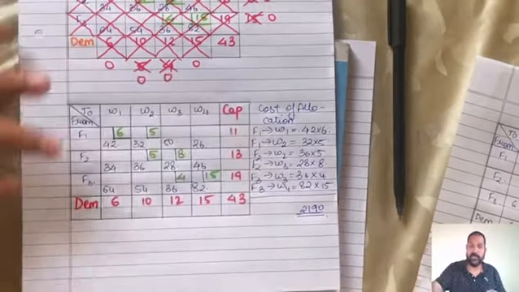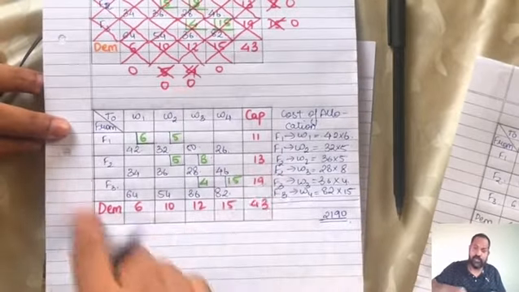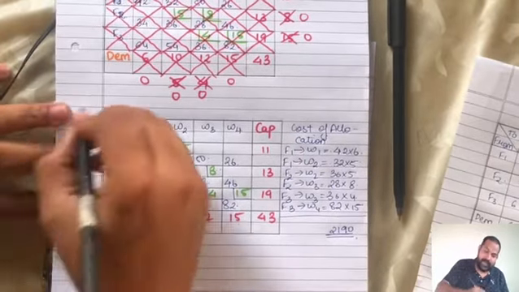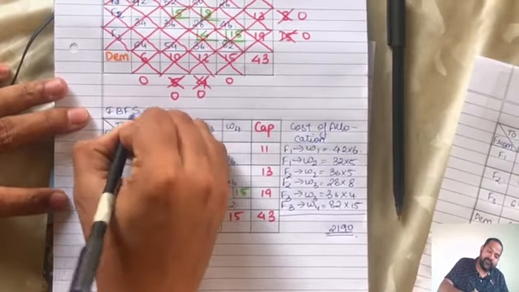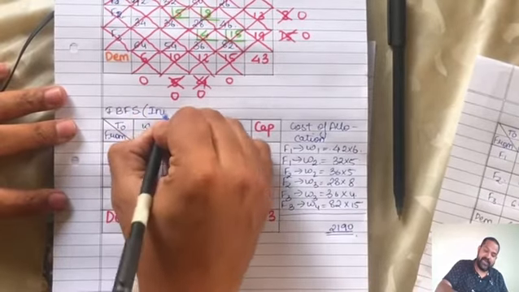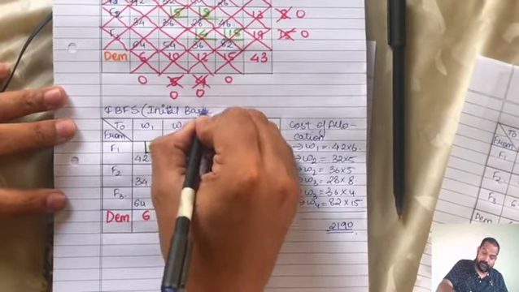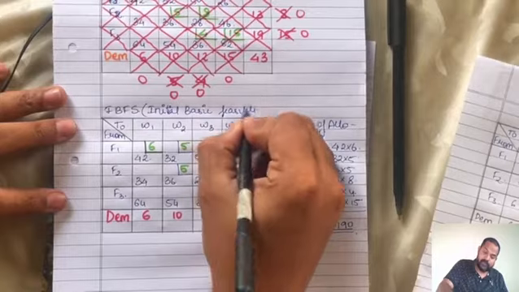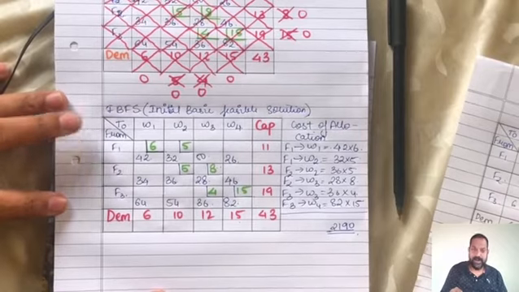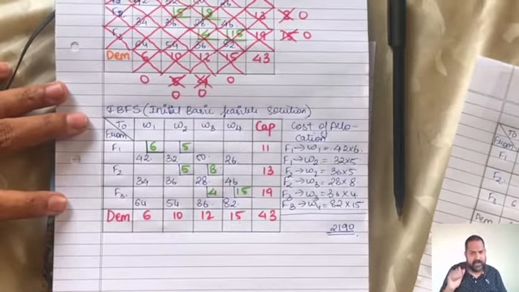So the total cost of this transportation schedule is 2190. This solution, or this allocation that you see, is called an IBFS. You know what an IBFS is? An IBFS is an initial basic feasible solution. This is an IBFS. How did you find this IBFS?